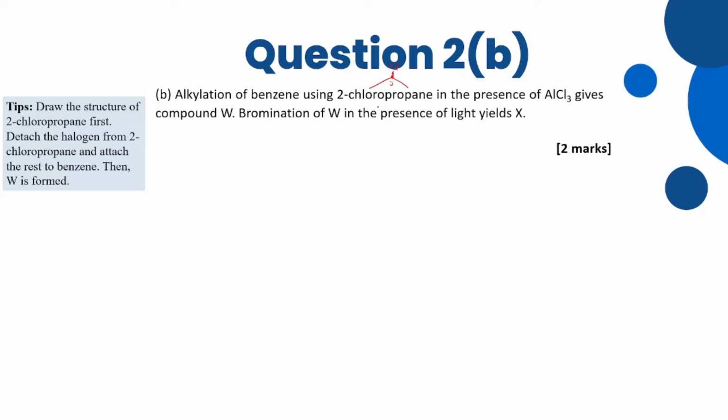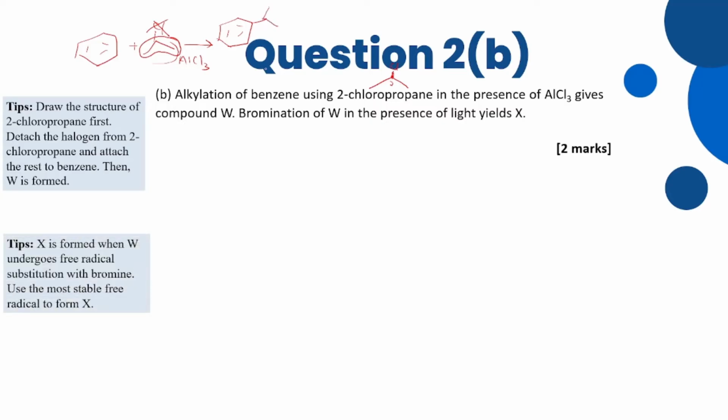Then, in order to do the reaction, we have benzene reacting with 2-chloropropane in the presence of AlCl3. As a tip given here, we need to detach the halogen group, and the rest of it will be attached to the benzene. So we have the benzene, and then we can attach the rest of it, which is shown here, and you get this structure. The next step is that the compound W that has been formed will undergo bromination.